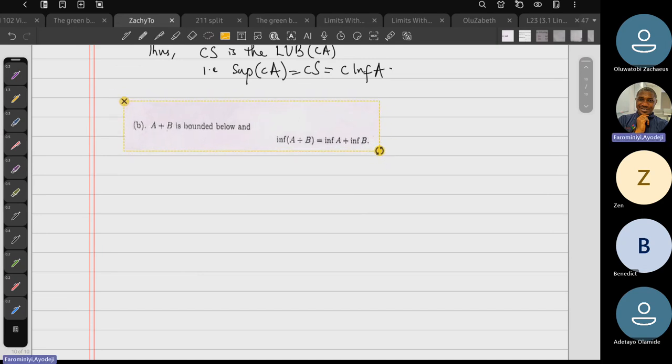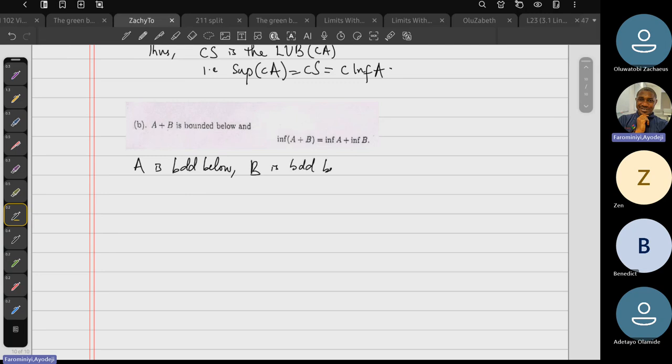Again, what are the hypotheses that we are dealing with? We are dealing with the fact that we know that A is bounded below, and B is bounded below as well. So using those two, we want to show two things. We want to show that A plus B is bounded below, and this identity. These are the two things we want to show.